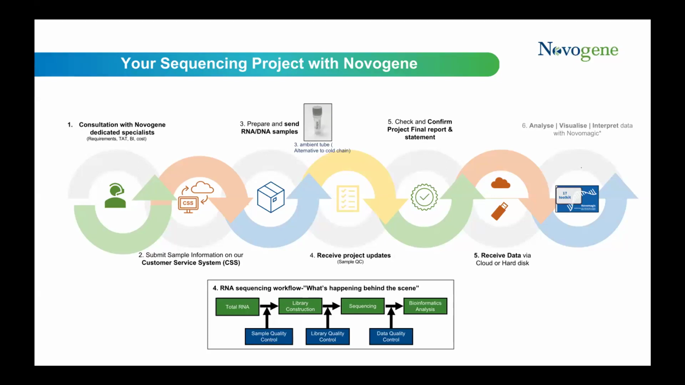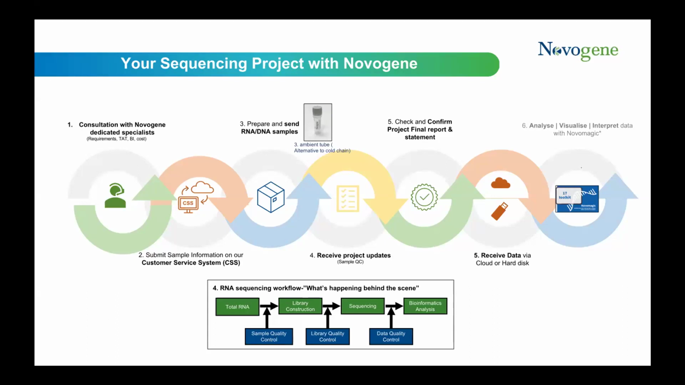At that time, you can use the CSA system to track every step of your project. Then you can prepare your RNA and DNA samples and send them, and Philcorea will pick up your samples. At that time, we'll send them to our Singapore lab. And once we receive the samples, we will do sample QC.